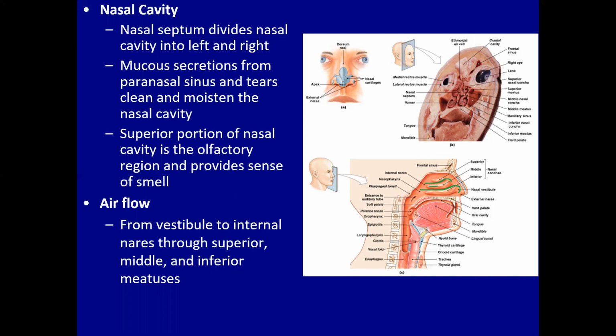And this is the side view of the conchae. All right, so I'm going to change colors here. This is the side view of the conchae. So here's your superior, middle, and inferior conchae. All right, so here's your superior nasal conchae. Underneath that is the meatus. Here's your middle. Here's the meatus, and here's your inferior with the meatus. The meatus is the space.